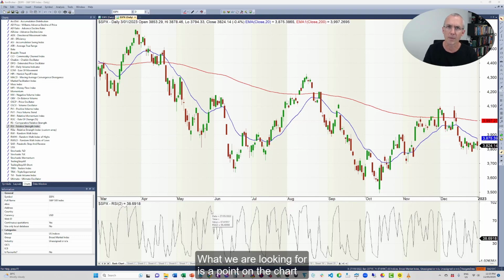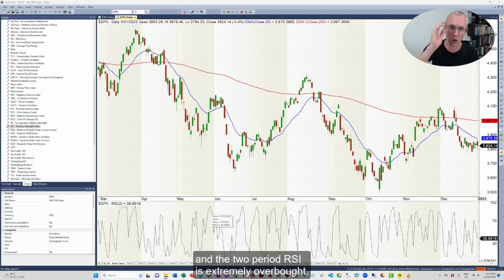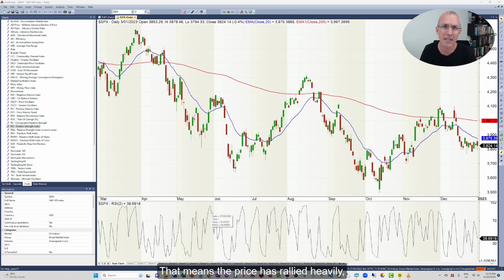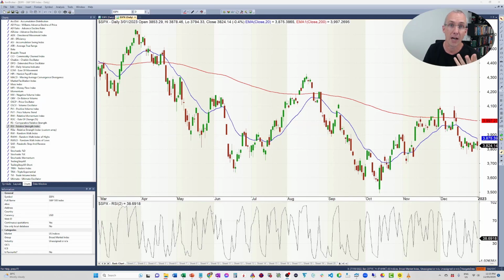What we're looking for is a point on the chart where there's a downtrend in place and the two-period RSI is extremely overbought. That means the price has rallied heavily, strongly, over a short period of days to a point where it's now very overbought and much higher than what it has been in the very recent past. At that point in a downtrend, when there's been such a strong rally, it's very likely for that to reverse and you can make a profit by going short.